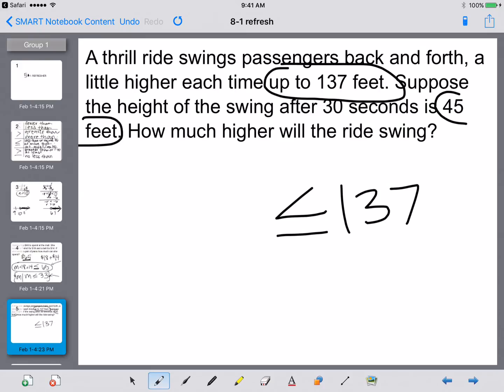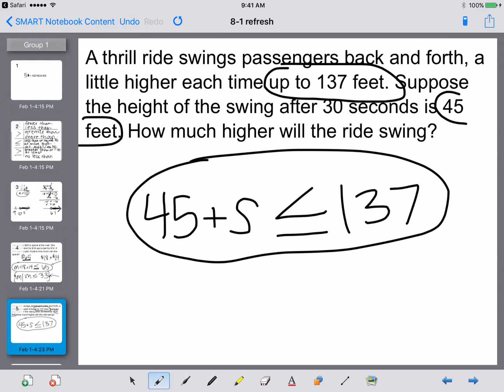Next we have the height of the swing after 30 seconds is 45 feet. So it's already at 45 feet. And we want to know how much higher the ride will swing. So we're going to throw in plus S, the swing. So there we go. First things first, we've got our expression for what this word problem is trying to figure out. Then we need to find the solution and put it into set builder notation.